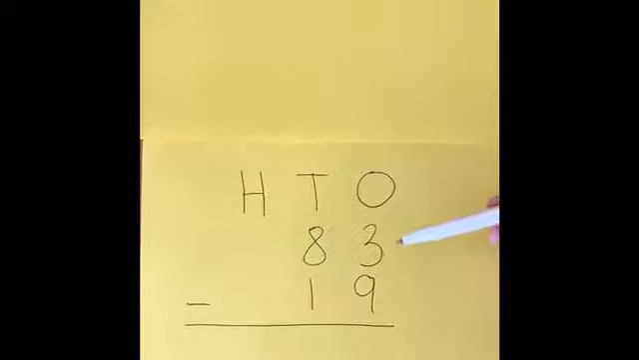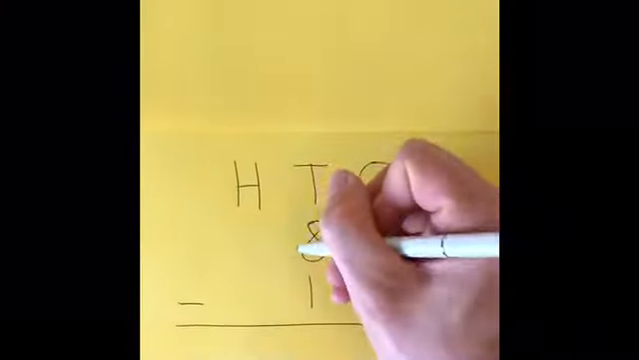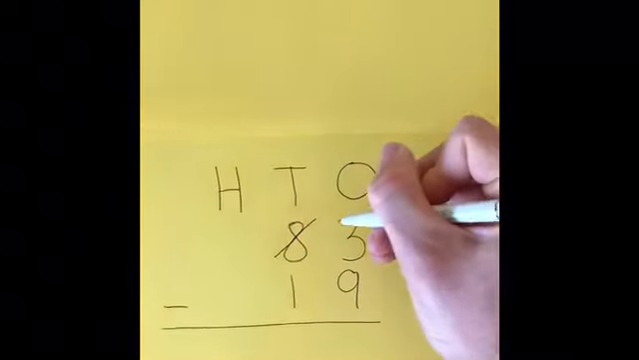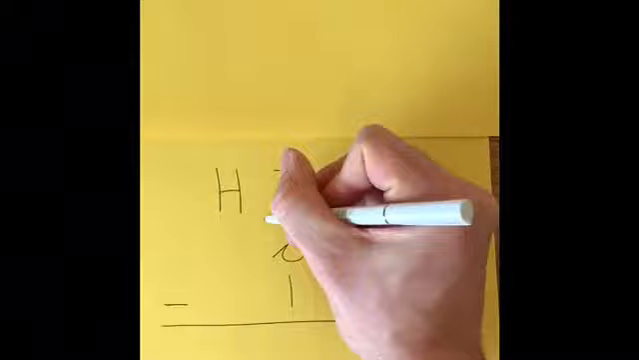Let's look at another example down here. 83 subtract 19. 3 take away 9. We can't do it, so we have to regroup again. Take 1 from the 8, one there, that turns it into 13 take away 9. Before I work this out, I must remember to change this to 7, otherwise I might forget. So 13 take away 9, so 9, 10, 11, 12, 13, that's 4.